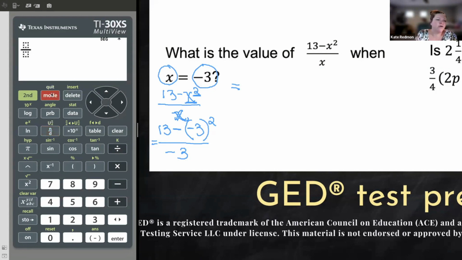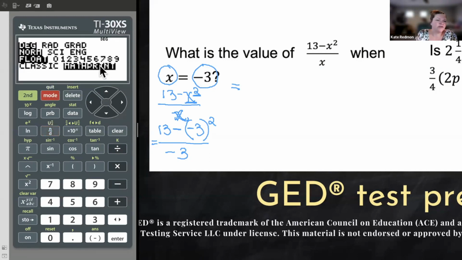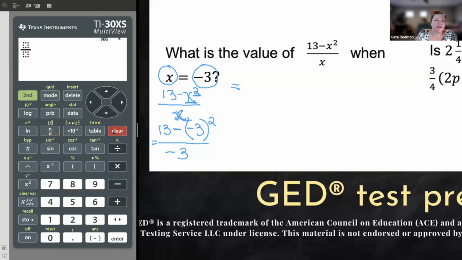You're in the wrong mode. You're in classic mode when you need to be in math print mode. So arrow down to math print, press enter to select it, clear to get out of the screen, and you'll have the right kind of fraction bar. And let's see. So let's type this in here.